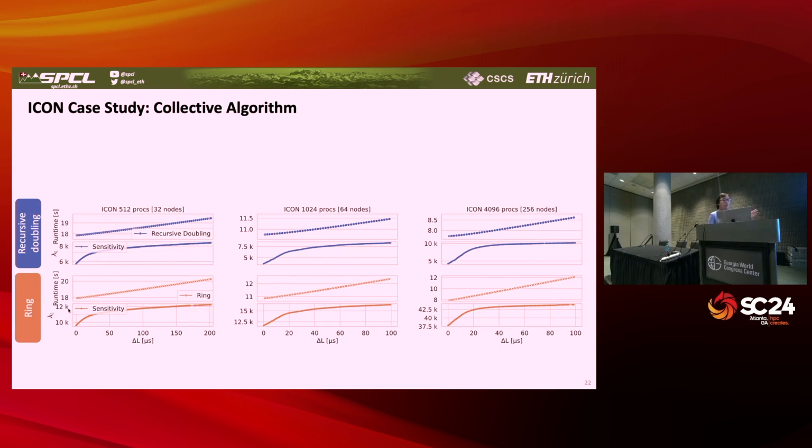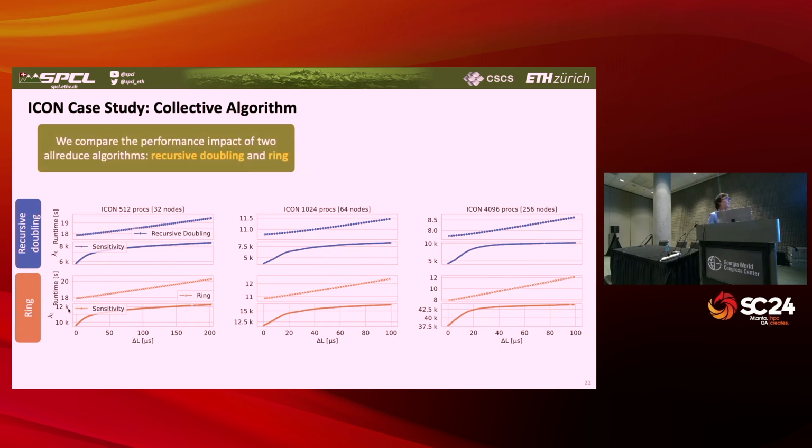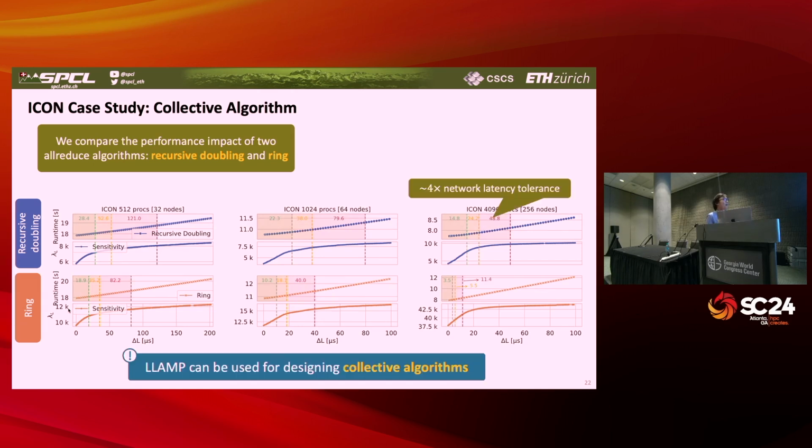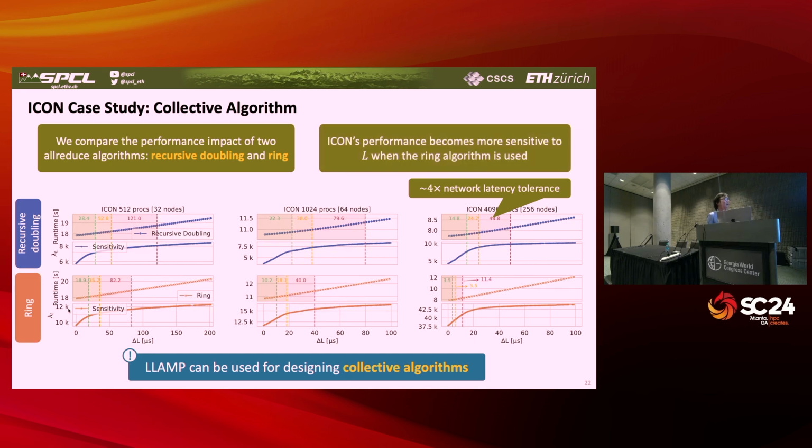And in the end, we also perform a case study on ICON, which is the weather and climate simulation used by a lot of the European weather agencies. So we compare the results of the performance impact of 2 of the Allreduce algorithms, which namely are recursive doubling and ring. So in the first row here, we show the results from recursive doubling, and in the second row, we show the results from the ring algorithm. And after showing the latency tolerance regions, we're able to make the conclusion that ICON's performance becomes much more sensitive to network latency when the ring algorithm is used.